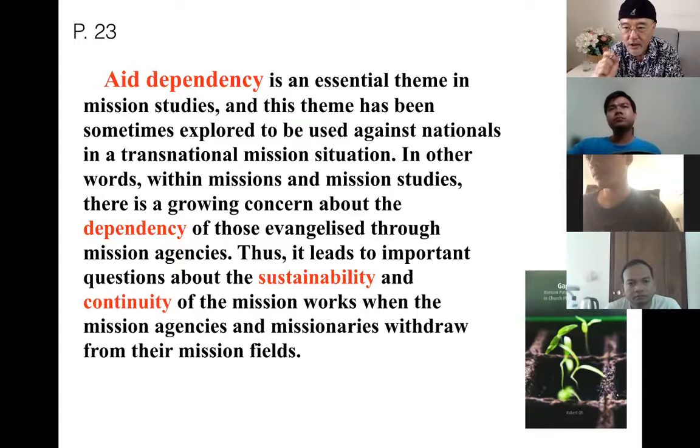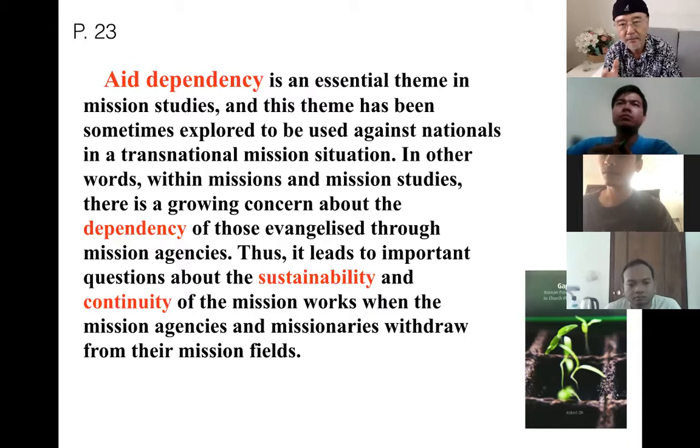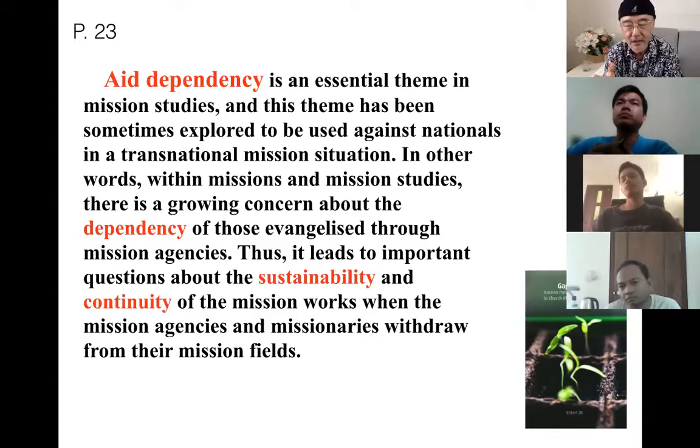For example, if they talk about mission in Cambodia, they tend to blame Cambodian pastors, saying that they are dependent. If you are learning about Indian mission work, then the West, the global North blames, oh, these Indian pastors are dependent. If it's Bangladesh, Bangladesh missionary pastors are dependent. If it's Laos, Laos pastors are dependent. So they always blame the nationals instead of blaming themselves.